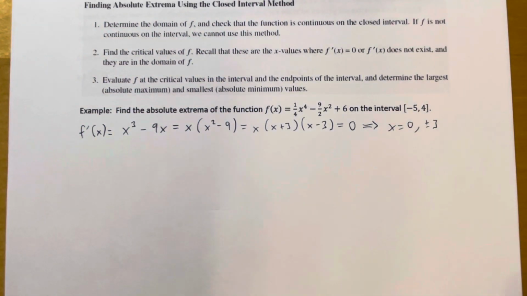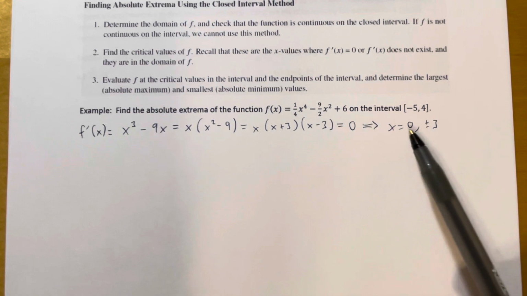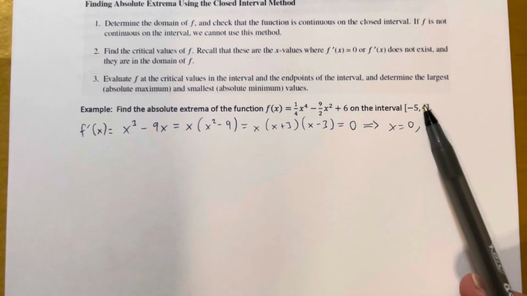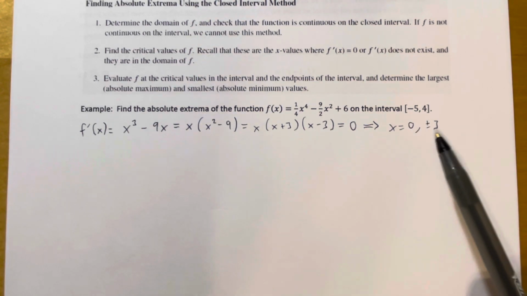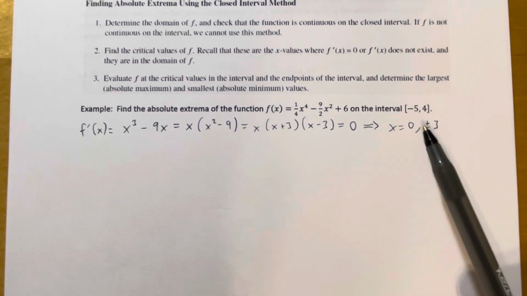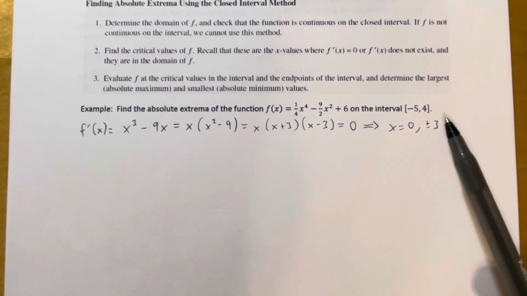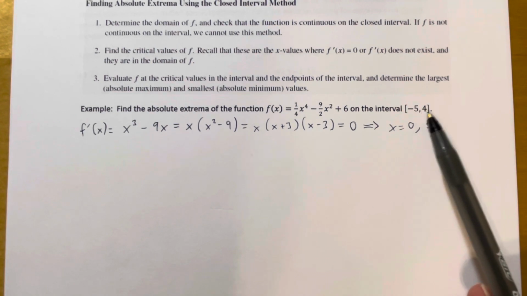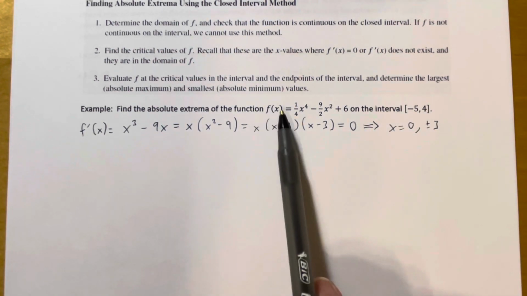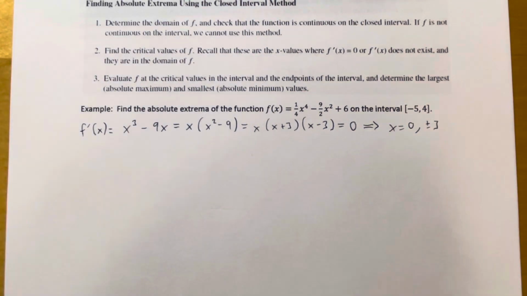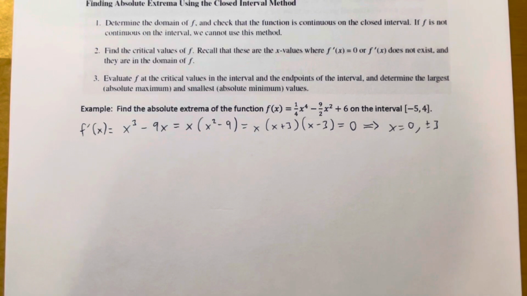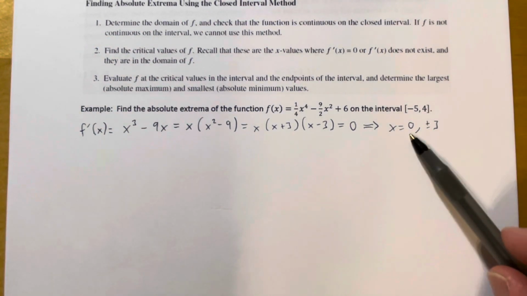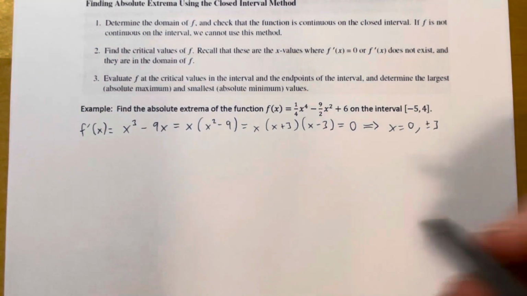Now, one thing to pay attention to before we do that, if any of my critical values were not in this closed interval here, then I wouldn't need to use it. So for example, if x equals 10 was one of my critical values, I wouldn't bother plugging that into the function. The reason why is because 10 is not in this closed interval, and I'm only looking for the absolute extrema of this function on that closed interval. I'm only interested in x values that live in there. So I wouldn't bother with something like x equals 10. But all three of these numbers are in that interval, so I need to check all of them.